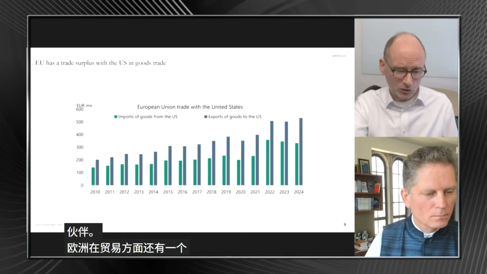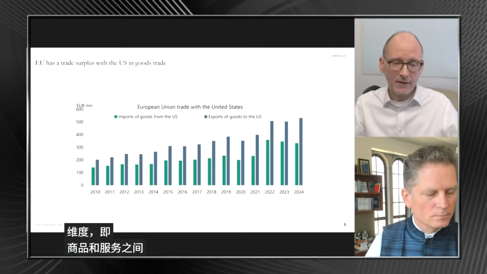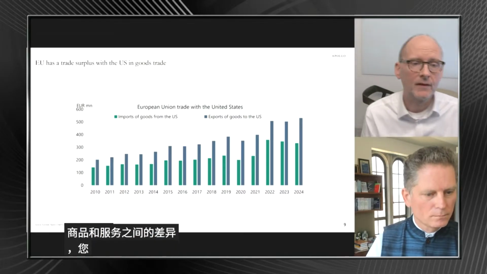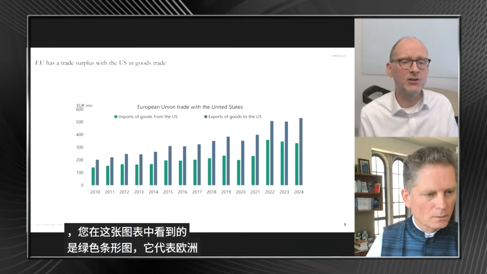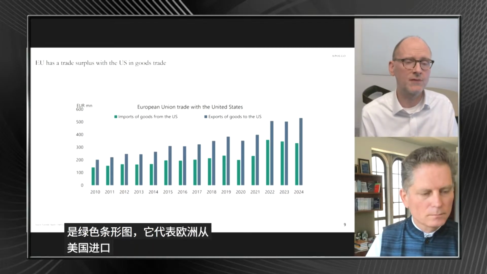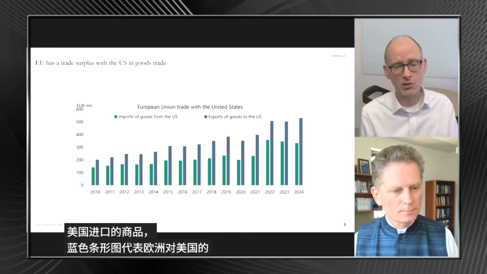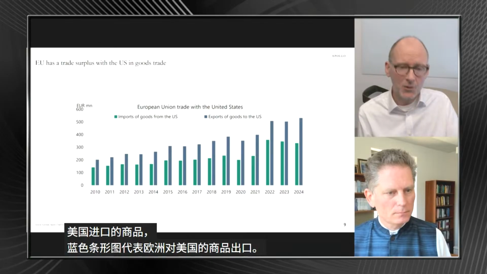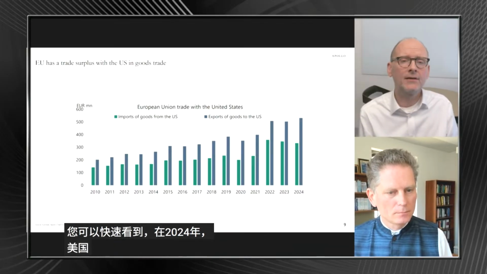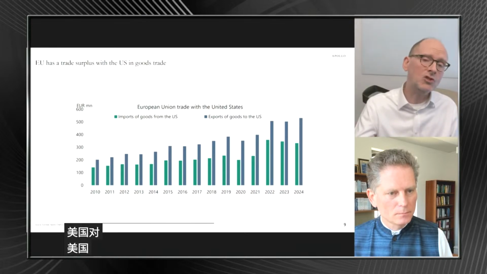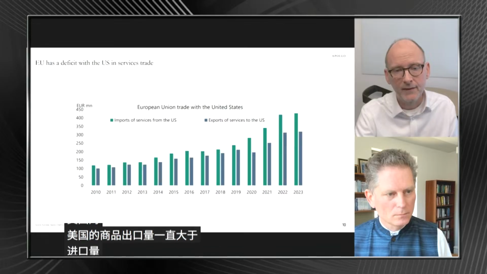For Europe, there's also an important dimension when it comes to trade, namely the difference between goods and services. And what you see in this chart here is, in the green bars, European imports of goods from the US, and the blue bar is exports of goods to the US. And you can quickly see in 2024, which has been the case all along, that the EU exports more goods to the US than it imports.